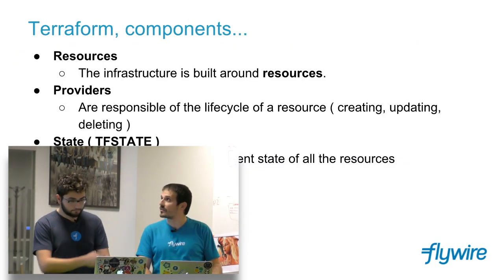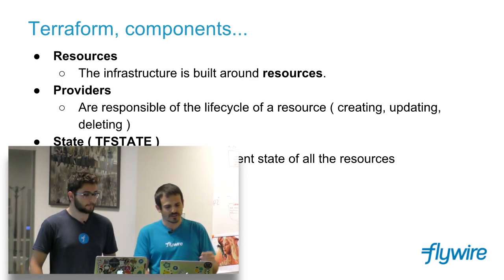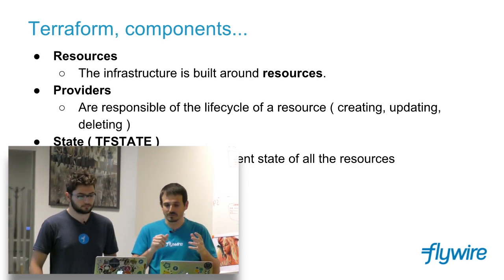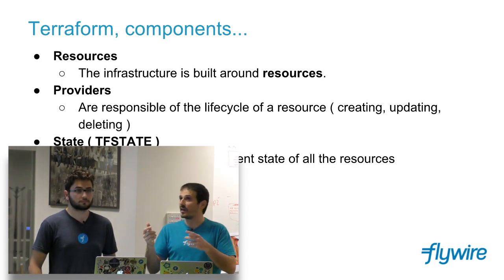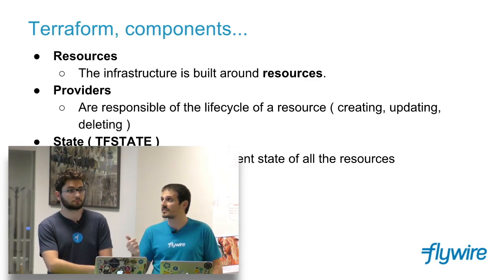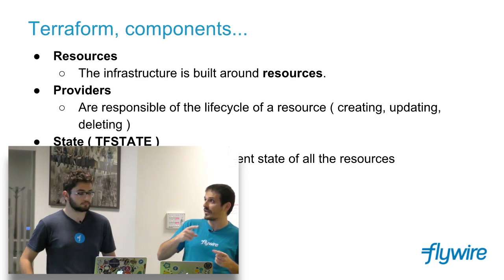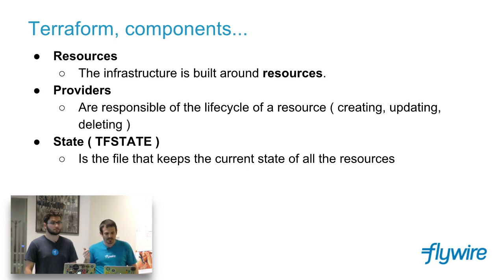So Terraform has 3 main components. It has more, but these are the basic ones. It has resources, providers, and the state. In Terraform, a resource is anything from a low-level thing like a virtual machine to a high-level resource like a DNS record, for example. Then we have the providers, which are responsible for the life cycle of a resource, so they are responsible for creating, updating, and deleting these resources. And finally, we have the state, which is the file that keeps the current state of all the resources.